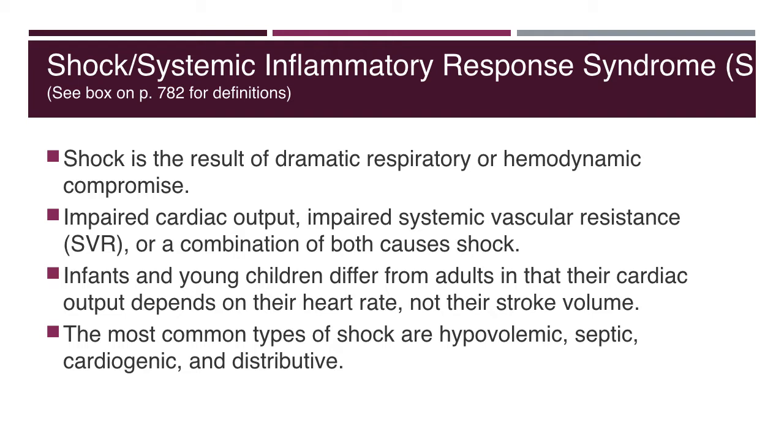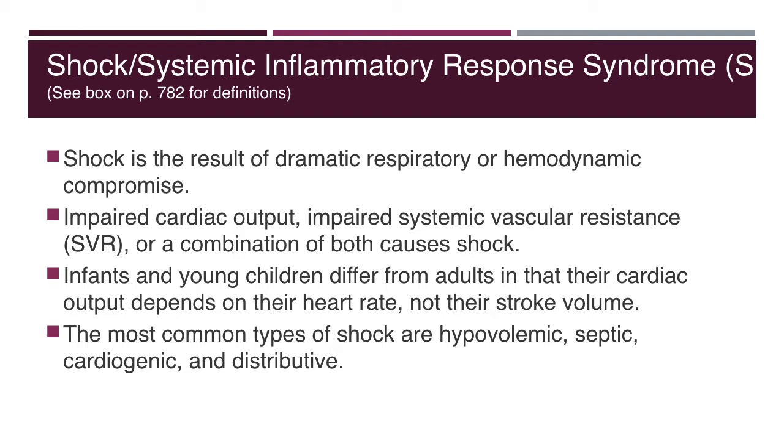And what we know is that initially, even in adults, their heart rate goes up before their stroke volume, before their heart slows down to increase stroke volume. So what we see with infants and small children is they don't do that slowing down to increase their stroke volume. They increase their heart rate. That is a difference between young children and adults.